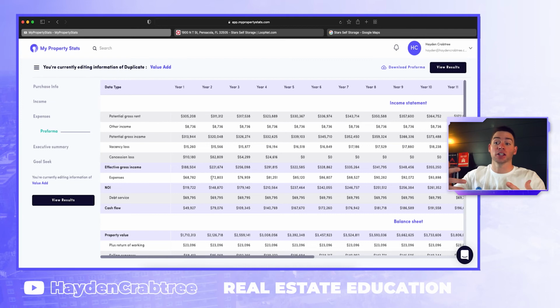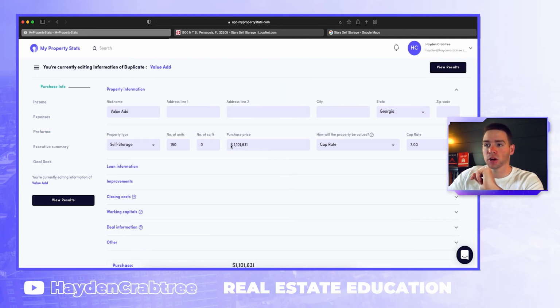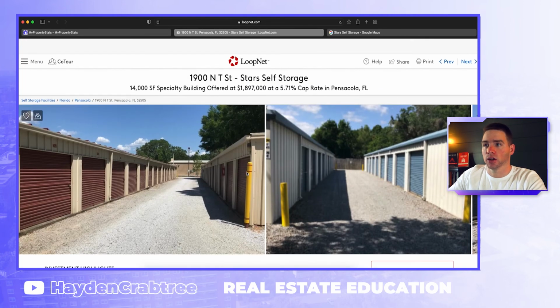And now let's take a look at the pro forma on this actual value add deal. If we go through and look at this, we can see, again, one mistake I made here is we left our purchase price low. We need to come back up to 1.87. How much were they asking for this thing?